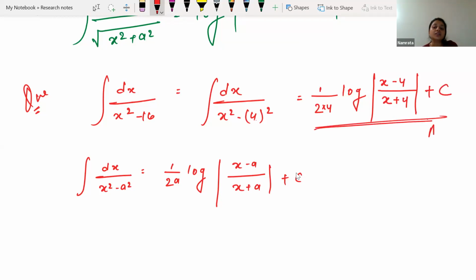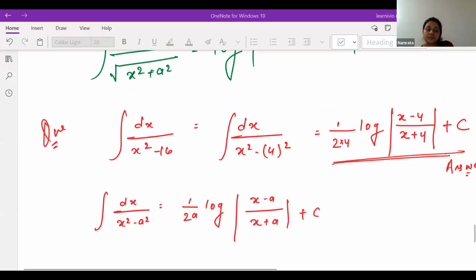This is our answer. 2 into 4, you can write it directly as 8. I have just shown you by breaking the step. So this is our answer for the given integration. Rather than doing a lot of arrangements and all, we just ended up doing it in one step. Is it clear to everyone how we are using the formula? Yes, it's clear.